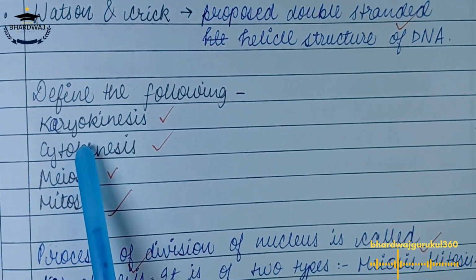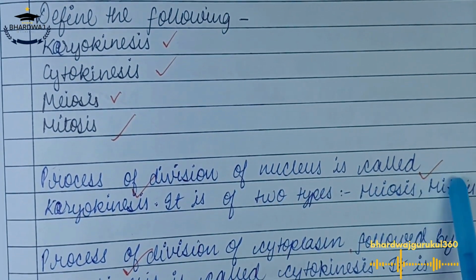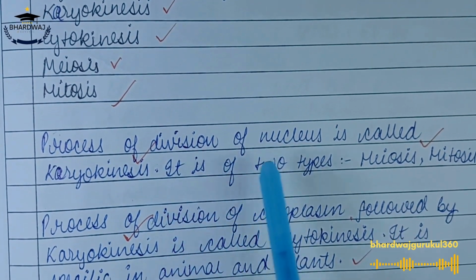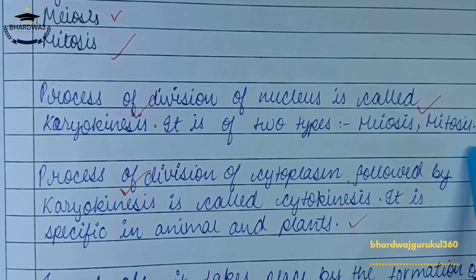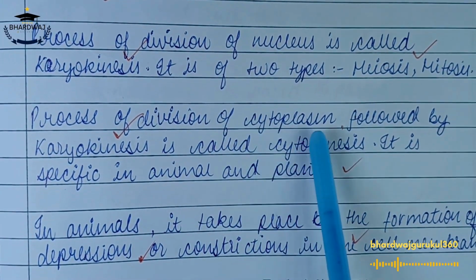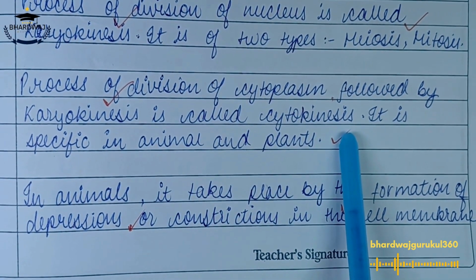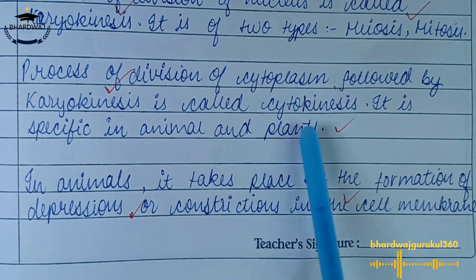Define the following. Karyokinesis. The process of division of nucleus is called karyokinesis. It is of two types, mitosis and meiosis. Cytokinesis. The process of division of cytoplasm followed by karyokinesis is called cytokinesis. It is specific in animals and plants.